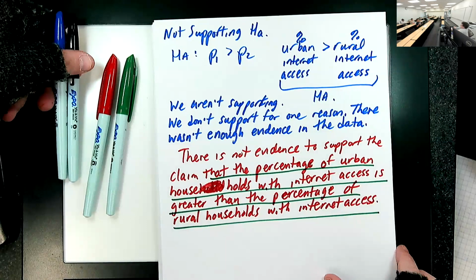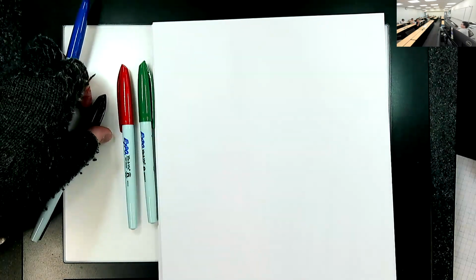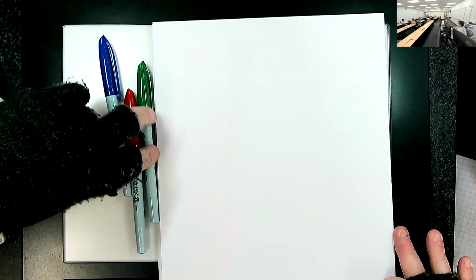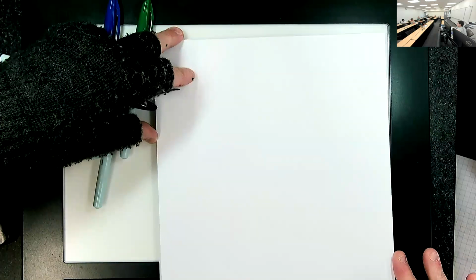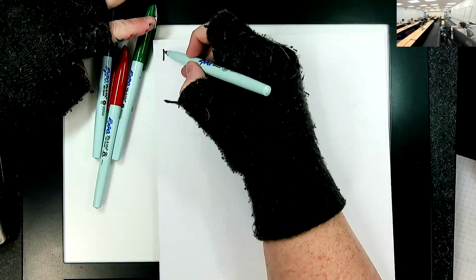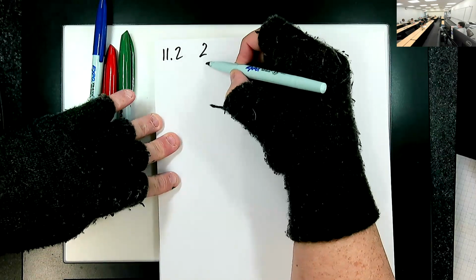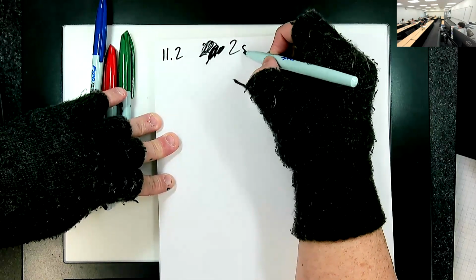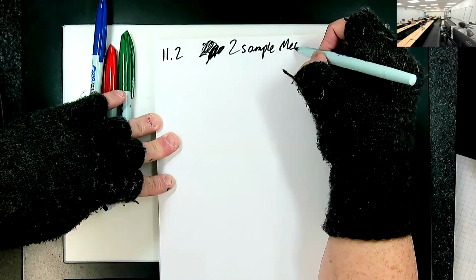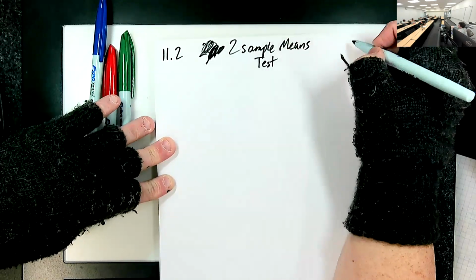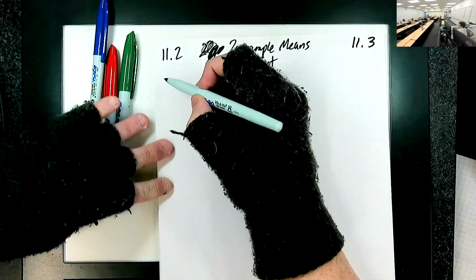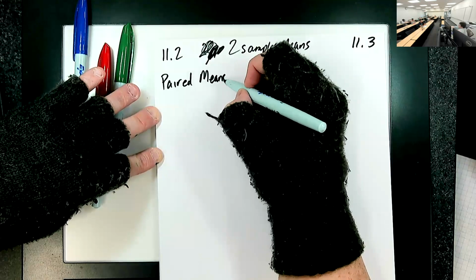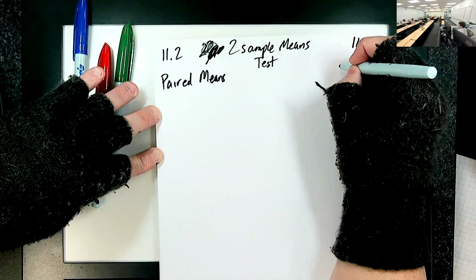All right, you ready for more? 11.2. I'm going to discuss 11.2 and 11.3 at the same time, because 11.2 and 11.3 are both two-means tests. Two-sample mean tests. 11.2 is called the paired test. Paired means. 11.3 is just a two-means test.